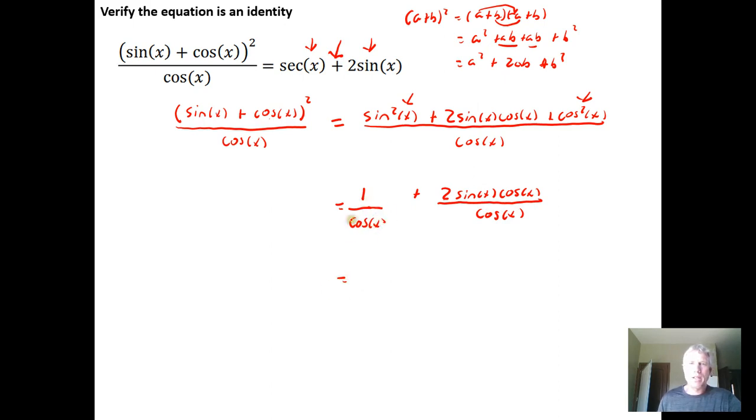And then we want to recognize that 1 over the cosine is the secant, because cosine and secant are reciprocal functions. And cosine divided by cosine is 1 as long as cosine isn't 0. So we get 2 times sine times 1 is 2 sine x, which is what we needed to show.